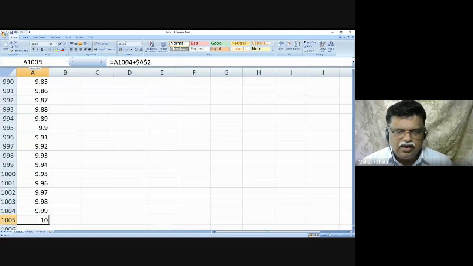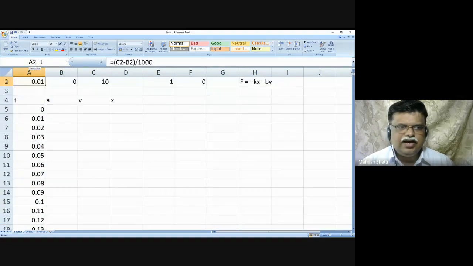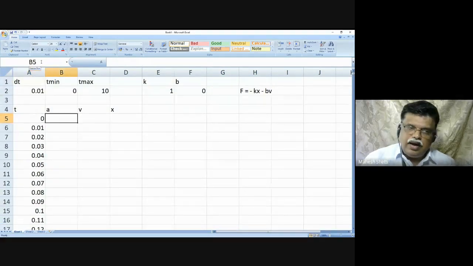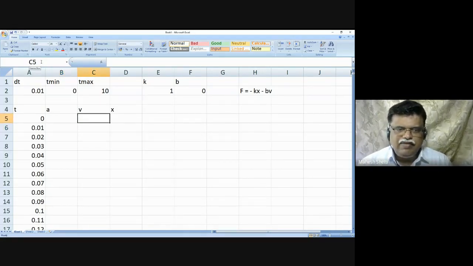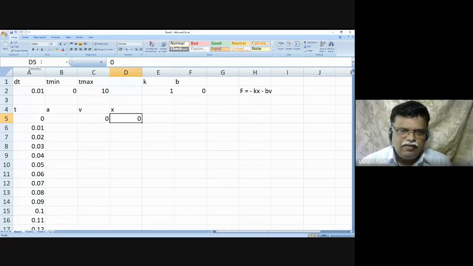Okay, so the last value is 10. That's correctly observed. Now we have to write, at t equal to 0, what will be the acceleration, the velocity and the displacement. We are giving the initial values of velocity and displacement. So initially, let us suppose there is some displacement I have to give, and velocity is 0.